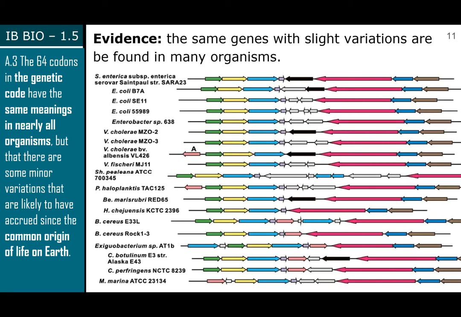We also have evidence because many genes across different organisms are the same with only slight variations. So here you have a list of bacteria, and this is a series of part of the genetic sequence. And you'll notice these arrows, and the different colored arrows represent codes that are the same in the DNA of that organism. And you'll notice they all look pretty similar.